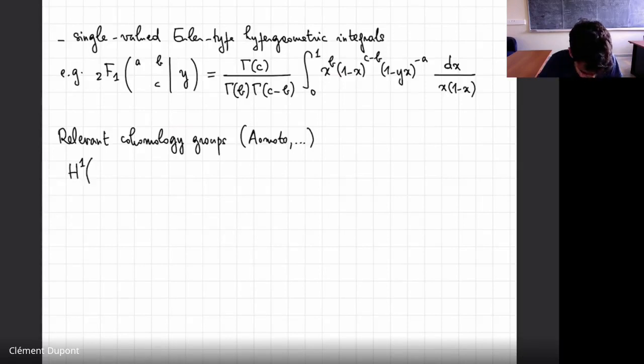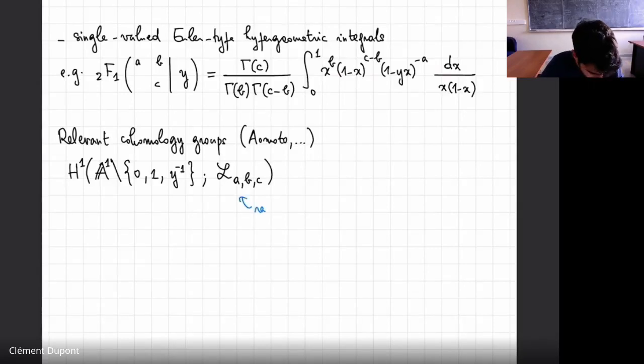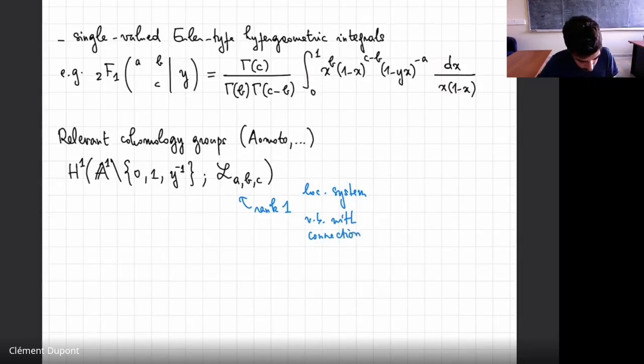The relevant cohomology groups are things like H1 of A1 minus a bunch of points. In this case, it's 0, 1, and the inverse of y, with coefficients in some rank 1 object that depends on a, b, c. So this is a rank 1 either local system or vector bundle with connection, which encodes this kind of non-algebraic prefactors in the integral. And it does not come from geometry if a, b, and c are not rational. Okay, so you can produce in this way some single-valued versions of hypergeometric functions for any type of parameters. And these are actually relevant for many constructions in the literature.